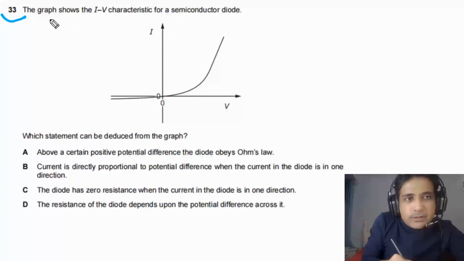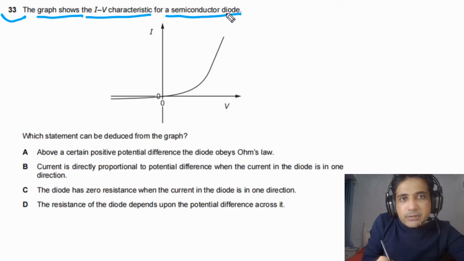For this question, we are given that the graph shows the I-V characteristic for a semiconductor diode.